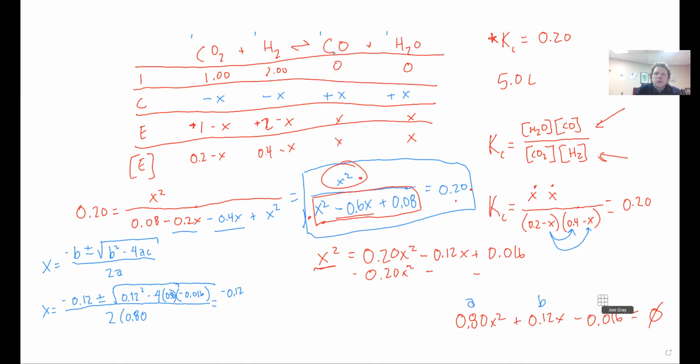Look at that. My computer whiz. Okay, so that's negative 0.12. That is plus or minus the square root of, now I gotta start plugging functions in. So 0.12 times 0.12 equals 0.0144.